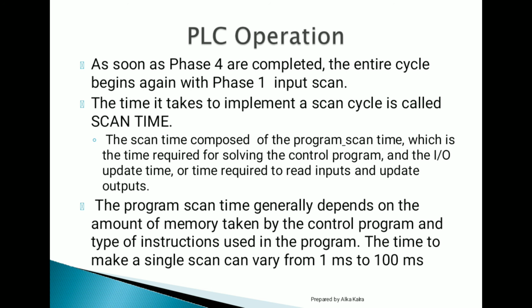The program scan time generally depends on the amount of memory taken by the control program and the type of instructions used in the program. The time to make a single scan can vary from 1 millisecond to 100 milliseconds. One scan takes around 1 millisecond to 100 milliseconds.